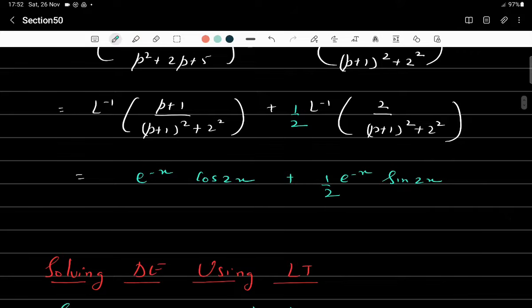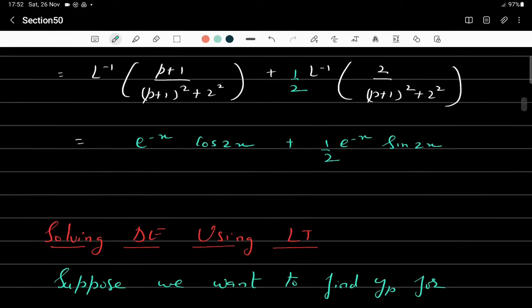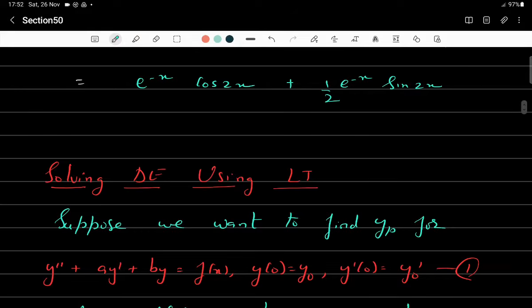Okay, now let's see how we can use Laplace transform to solve a differential equation. Consider that we need to find a particular solution of the following initial value problem: y double dash plus a y dash plus b y is equal to f of x, where a and b are constants, y of 0 is y naught and y dash 0 is y naught dash.